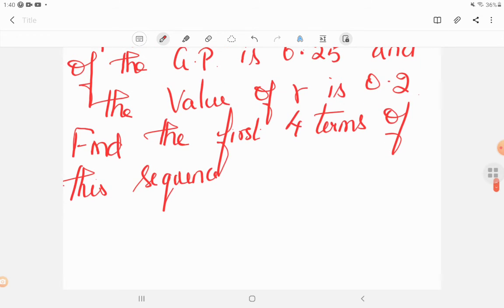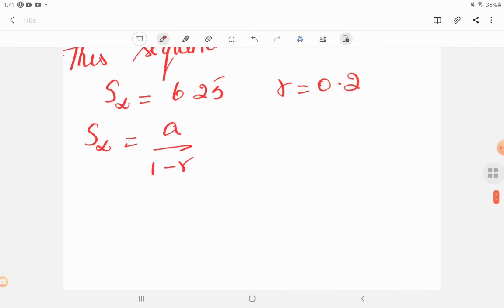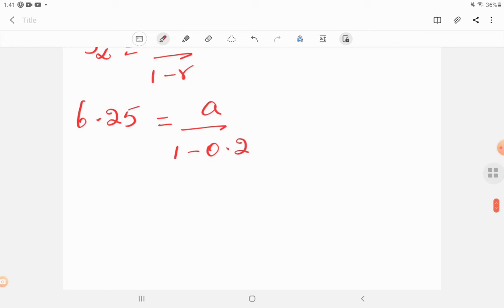So what do we do? First we write the sum of infinity is given as 6.25, and the r value is given as 0.2. In order to find the first 4 terms, we need to know what A is. Because the r value is between -1 and 1, you can use the sum of infinity formula, which is A divided by 1 minus r. Sub in the value of sum of infinity, which is 6.25, which is equal to A divided by 1 minus 0.2. So we first need to find the value of A.